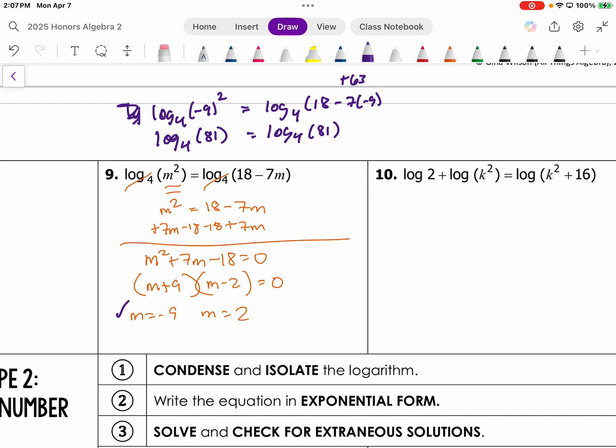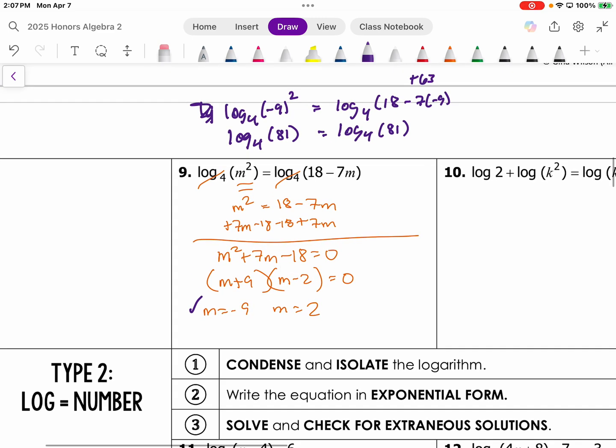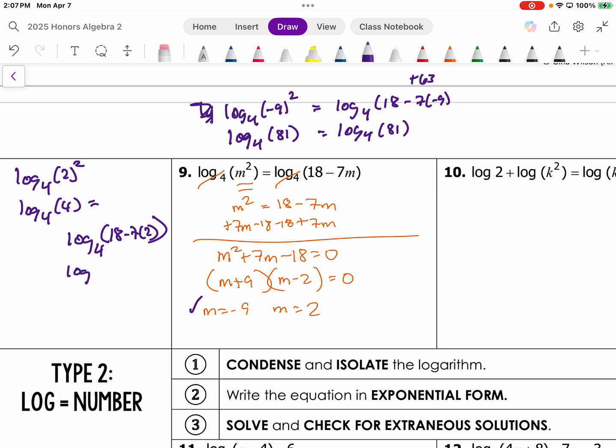Now I got to put the 2 in there. So when I put the 2 in there, it'd be log base 4 of 2 squared, which would be log base 4 of 4. On the other side, that would be log base 4 of 18 minus 7 times 2, which would be log base 4 of 18 minus 14, which is 4. So hey, yeah, that works too. So that's 2 solutions for that one.